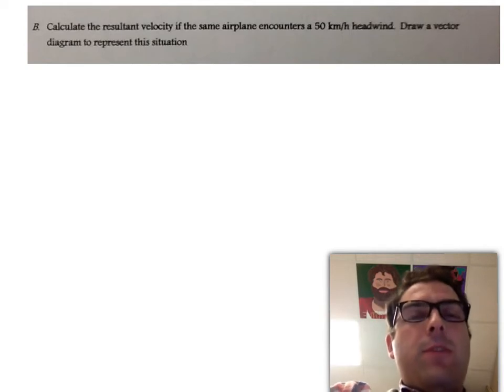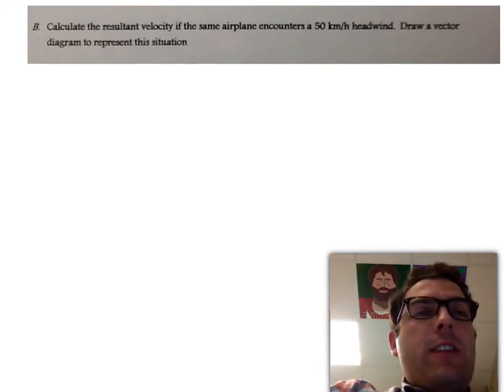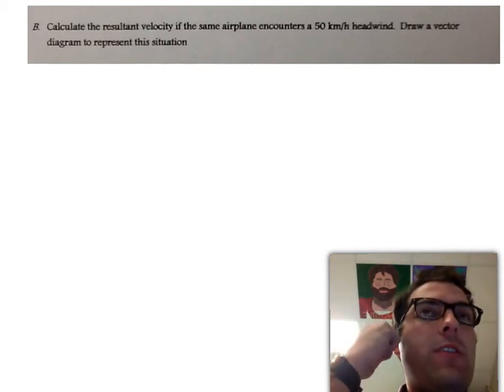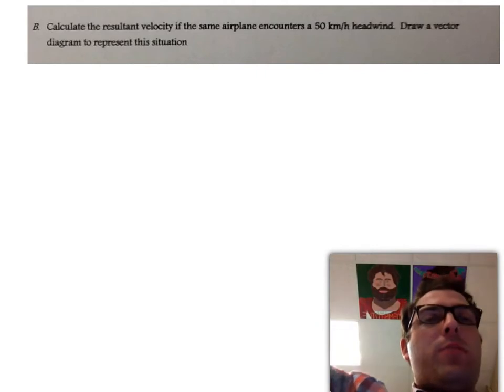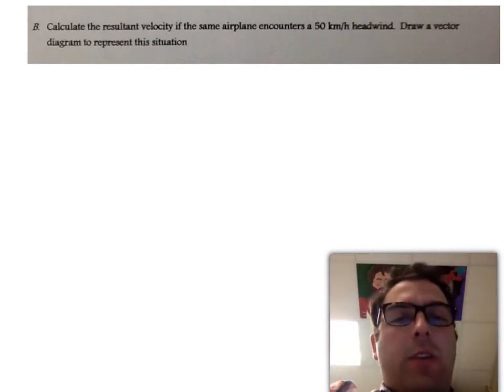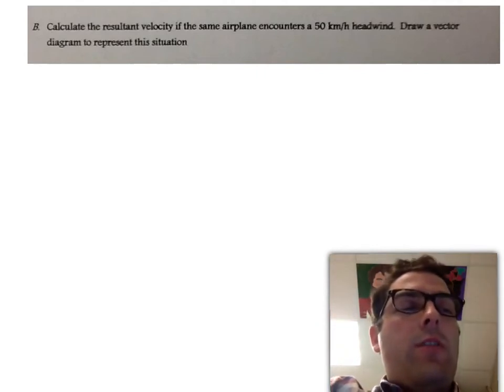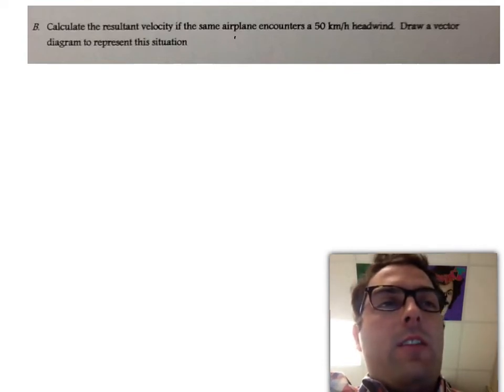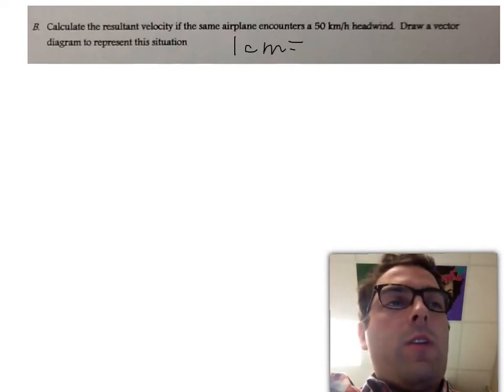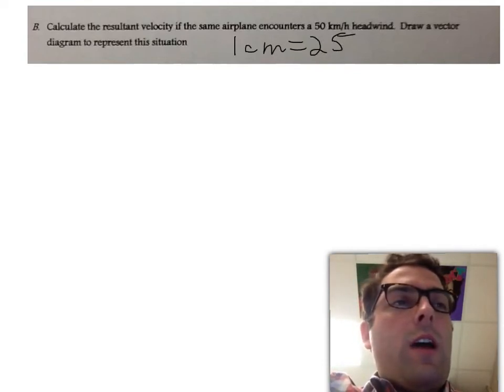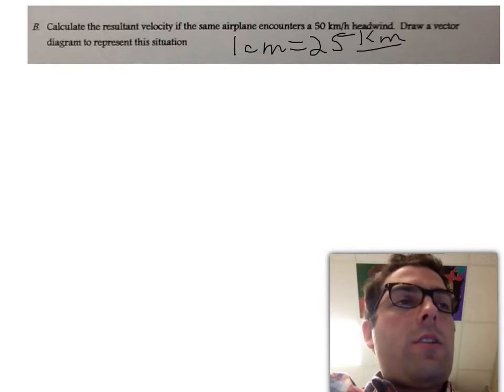Question B. Calculate the resultant velocity if the same airplane encounters a 50 km per hour headwind. Draw a vector diagram to represent the situation. Again, we have the same plane. I'm going to use the same scale, so you're more than welcome to use the same scale if you want to. I said that for every 1 centimeter is going to be equal to 25 kilometers per hour.